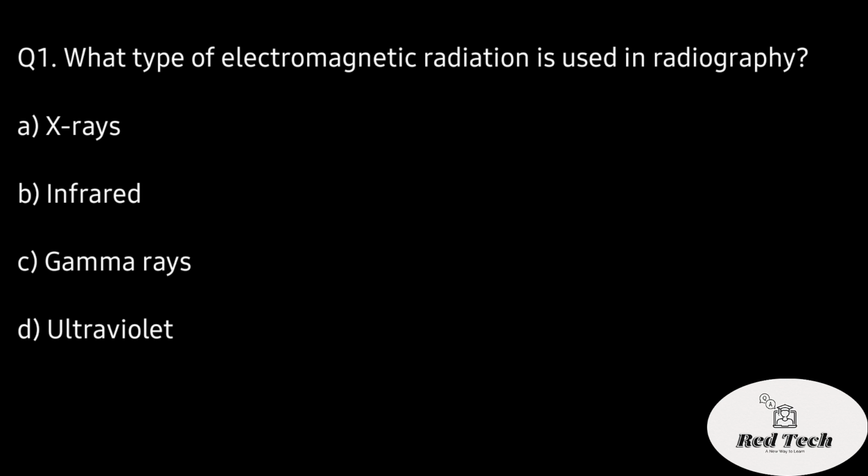What type of electromagnetic radiation is used in radiography? So in radiography, what type of electromagnetic radiation is used? We have to tell about that. Options are: option A X-rays, option B infrared, option C gamma rays, and option D ultraviolet rays. So in electromagnetic radiation there are many rays. The answer is option A, X-rays. X-ray is a type of electromagnetic radiation which is used in radiography, as we know.